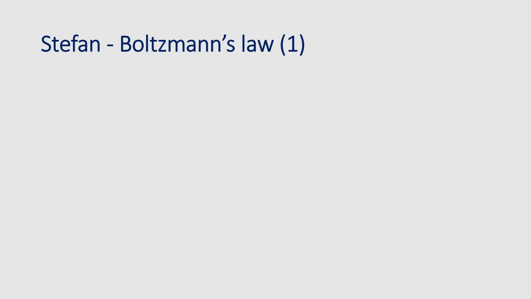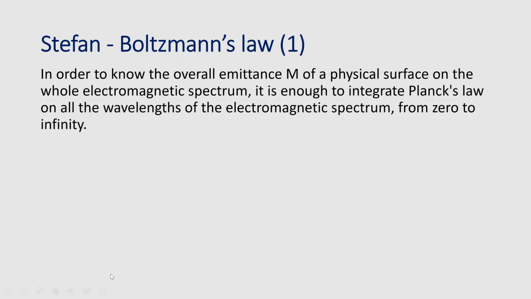You see, it is not difficult at all. You have only to pay some particular attention to the general disclosure of this particular law. So now we are going to the Stefan-Boltzmann law. That is very simple. In order to know the overall emittance M of a physical surface on the whole electromagnetic spectrum, it is enough, of course, to integrate Planck's law on all the wavelengths of the electromagnetic spectrum, from 0 to infinity, of course.